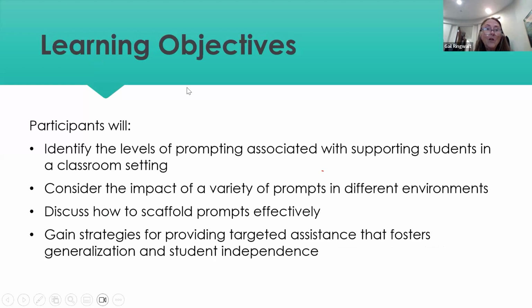So today we're going to talk about prompting. We're going to talk about the levels of prompting and how you can support students in the classroom, the impact of different prompts depending on the environment, how to scaffold the prompts, and some strategies for providing targeted assistance. Because we want the students to be able to generalize from one setting to the other, which sometimes is hard for kids. Our main goal is when they get to grade 12 and they're aging out, that they are as independent as possible. So we want to use our prompting to help them gain independence, not make them dependent on us, the prompters.